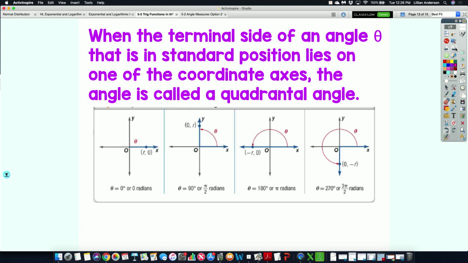So, real quick, if the terminal side of an angle is in standard position and it lies on one of the axes, it's called a quadrantal angle. Okay, it's called a quadrantal angle. Which basically means when you do your 6 trig functions for these quadrantal angles, some of them will be undefined. Some of them could be 0. It really just depends on which axis it's on. Okay?